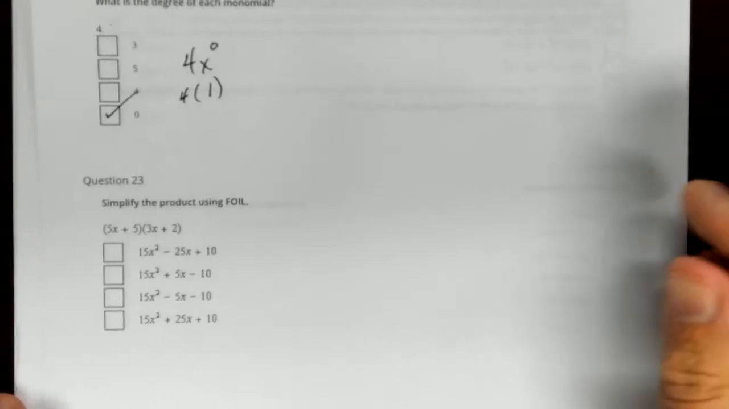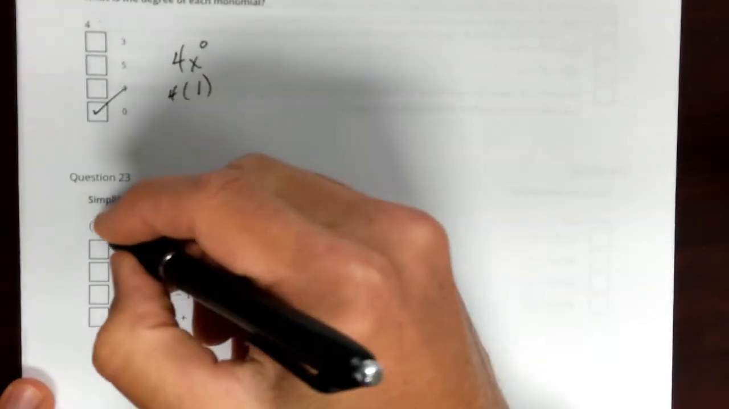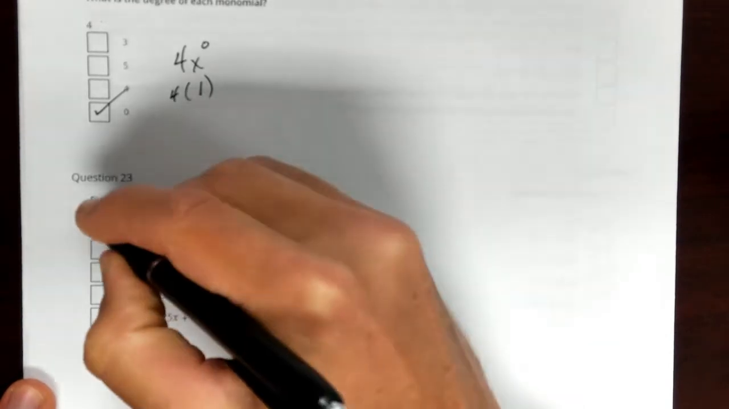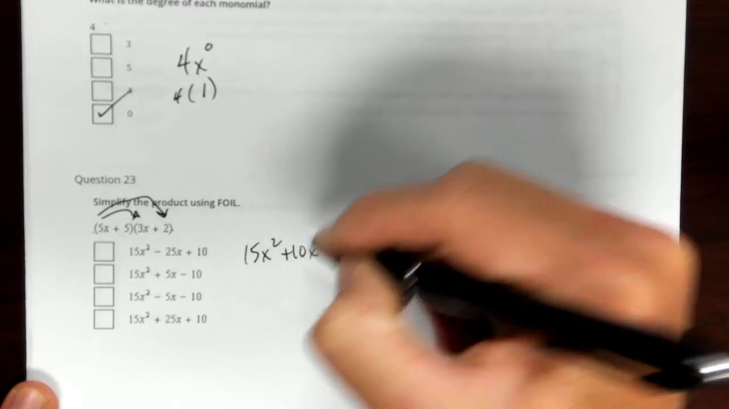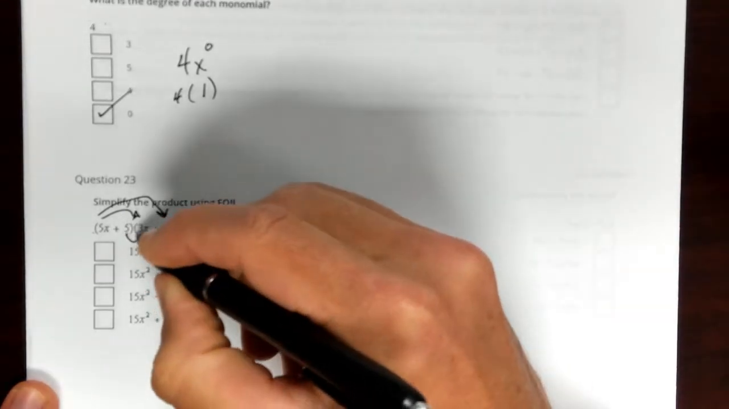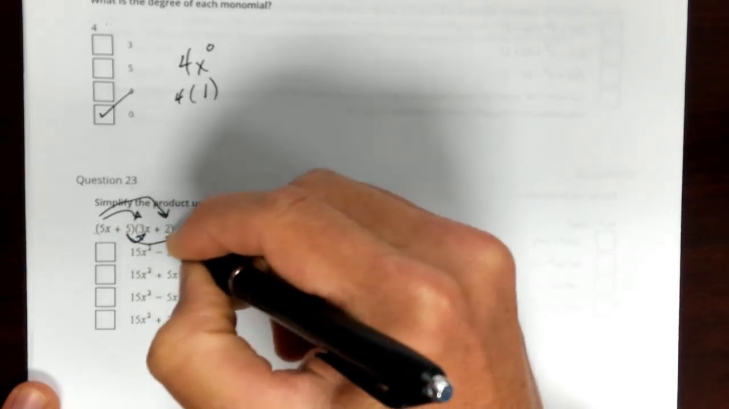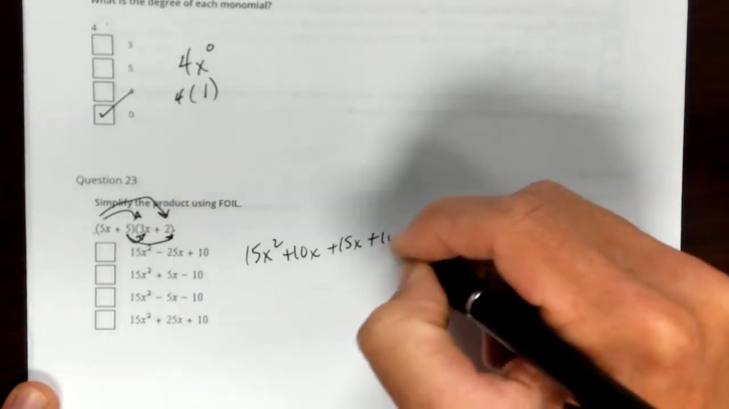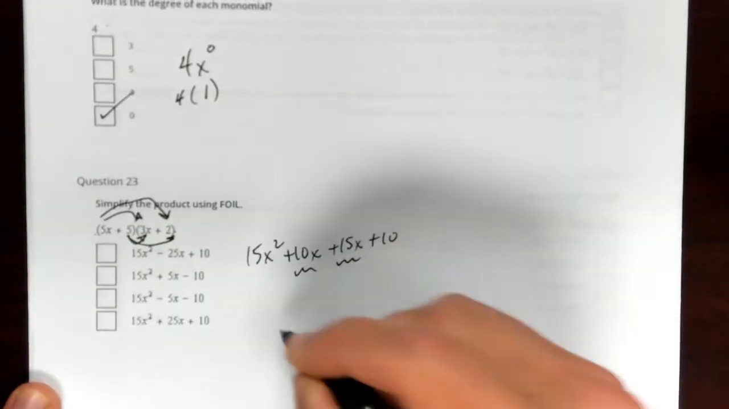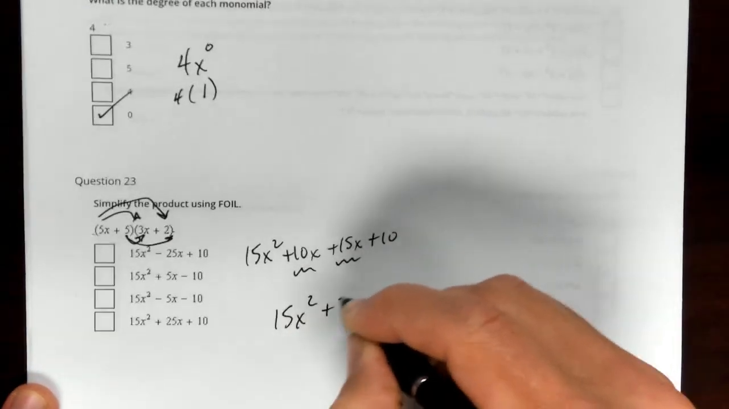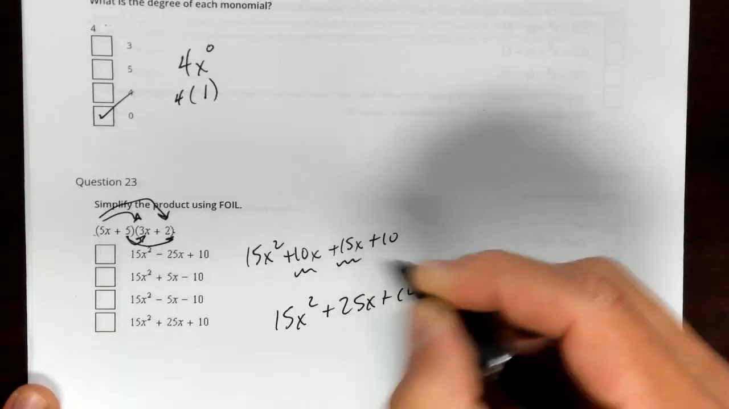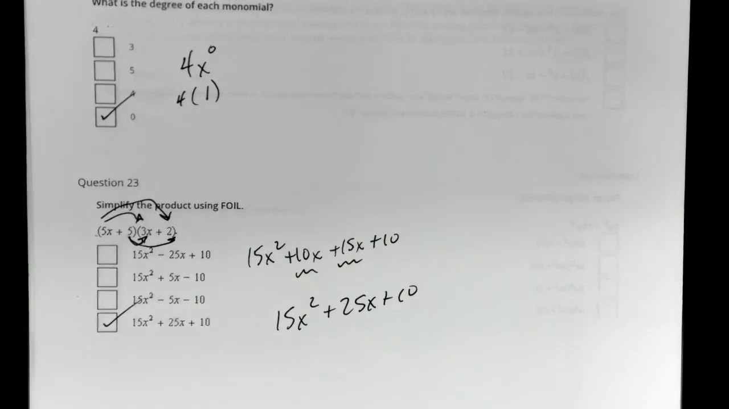Number 23 says FOIL. Again, all that's asking me to do is to multiply. So 5x times 3x is 15x squared. Outside terms, 5x times 2 is a positive 10x. Inside terms, 5 times 3x is a positive 15x. And then my last terms are 5 times 2, a positive 10. Combine like terms in the middle, we get 15x squared plus 25x plus 10. D.